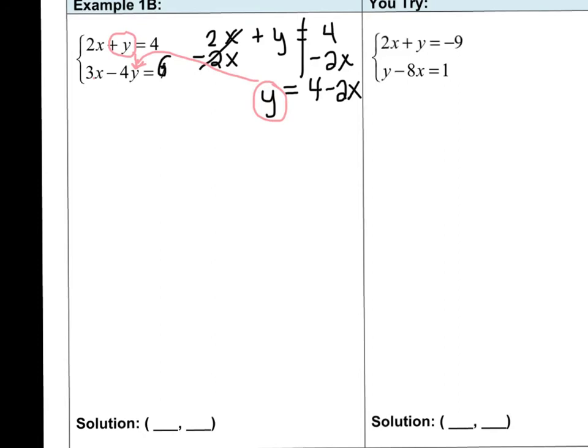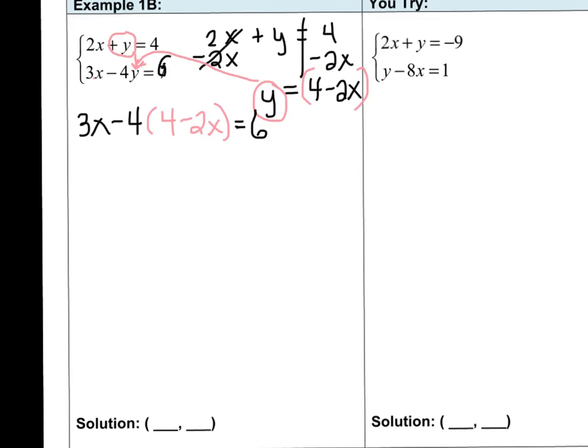So when we plug it in, we're not going to replace y with y, because that would be silly. We're going to replace the y with 4 minus 2x. And notice I put it in parentheses, and you'll see why in a second. So we're going to recopy the equation that was there. There's the 3x, the minus sign, and that 4. And now here comes the parentheses, 4 minus 2x, parentheses, equals 6.